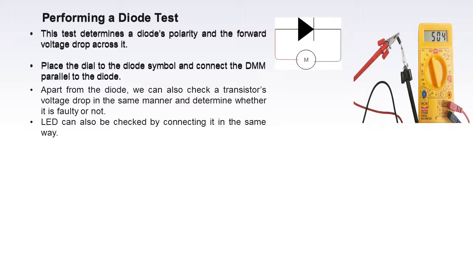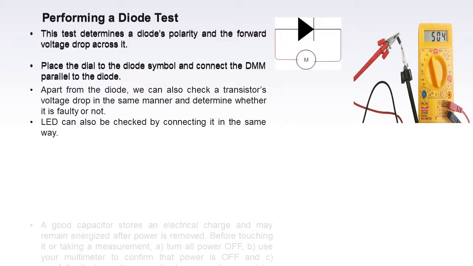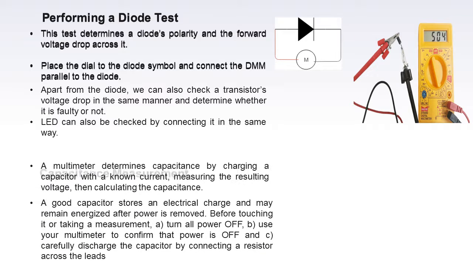So if it is showing you 504 millivolt, it means 0.5 volts voltage drop, that is diode is in forward bias, because positive of the diode, or anode of the diode, is connected to the positive terminal and negative terminal is connected to the negative of the probe. So it is showing you forward bias voltage drop. If you reverse the polarity, or if you reverse the probe's connection, it will show you 0 volt, that is reverse bias test of the diode using multimeter.